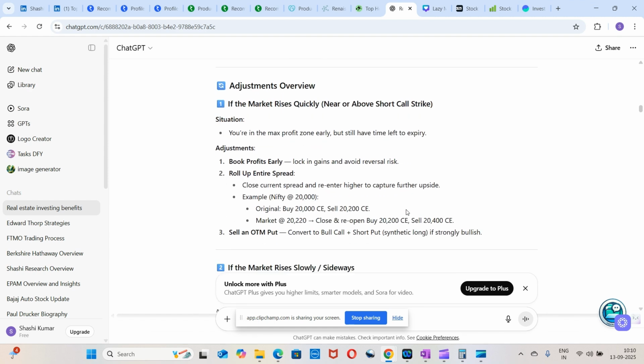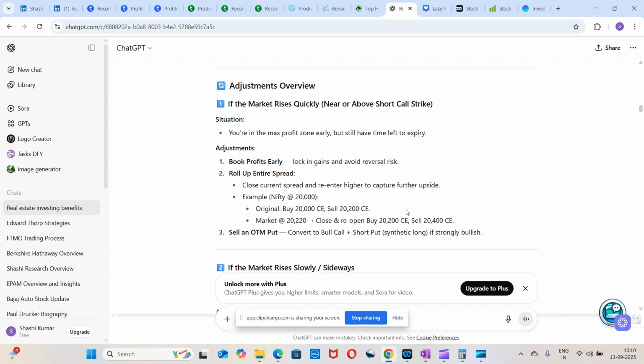If the market rises quickly, so the market is in your favor, you took a bullish view and the market has risen quickly, that is as per your view basically. So you're in the max profit zone early, but you still have some time left to expiry. You could do multiple things here. You can book the profits because you're already in the max profit zone, and avoid the reversal risk.